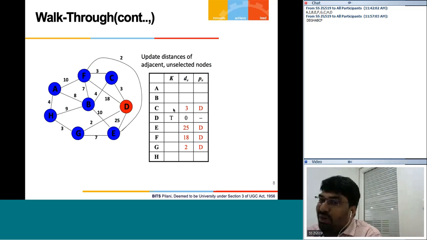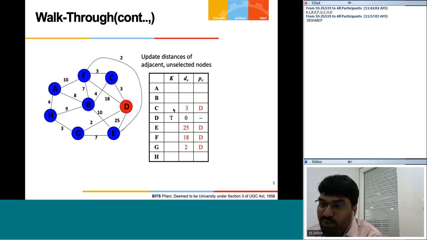Now, from D, which path would you suggest I travel? These all are my paths. Which one would you suggest I travel, C or G? Why G? Now say why G? Why not C? Bishajit said G is because of low cost, because it is 2. It has got the minimal.